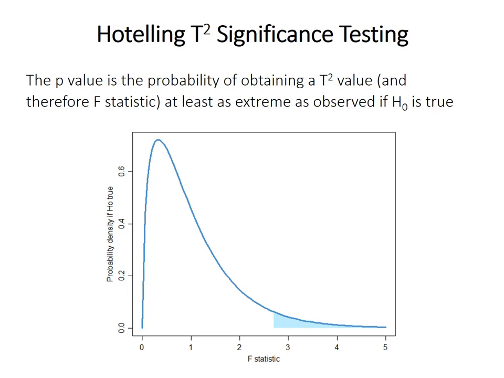The p-value, as typical of all tests, is the probability of obtaining a t-squared value, after it's been converted to an F statistic, at least as extreme as observed if the null hypothesis is true. The F distribution with the appropriate degrees of freedom tells us the expected probabilities of finding particular values in the case where the null hypothesis is true. So this distribution here shows us what to expect when the null hypothesis is true. If we want to know the probability of finding a value at least as extreme, we just need to look at the area under the distribution at or beyond the F statistic that we obtained in the test.